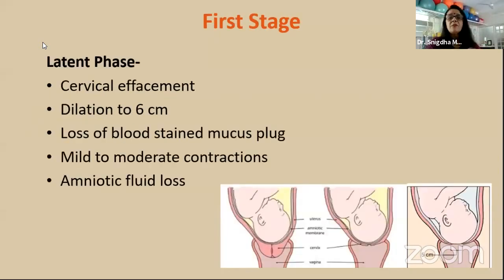And then we have the first stage of labor, which is the latent phase. A woman may not be aware of this latent phase. So she gets cervical effacement, as you see in the diagram. The cervix becomes thinner, and dilation can be up to 6 centimeters. Loss of blood-stained mucus may occur during this period, and the contractions are mild to moderate, and there could be amniotic fluid loss during this period.